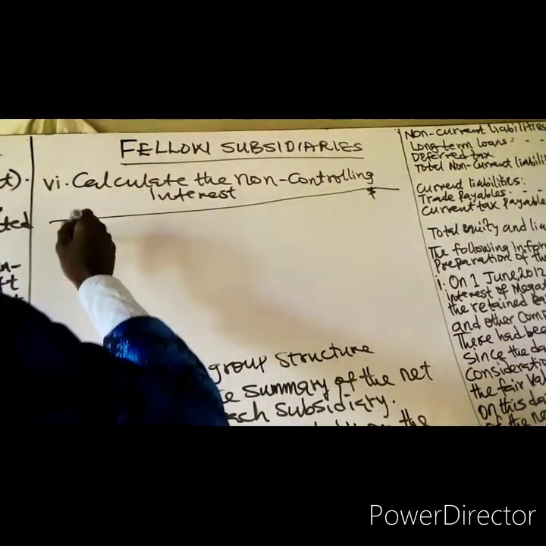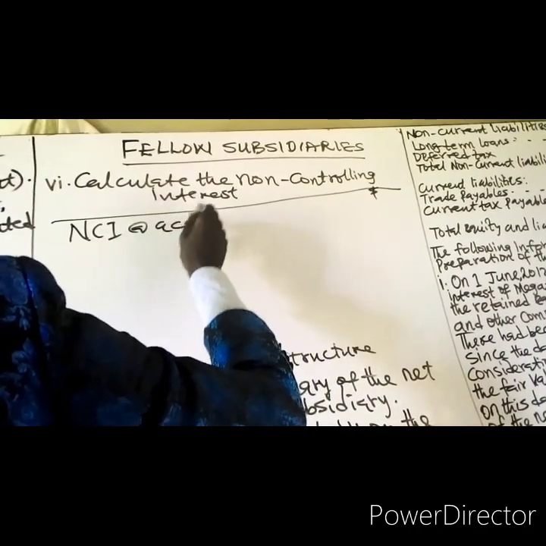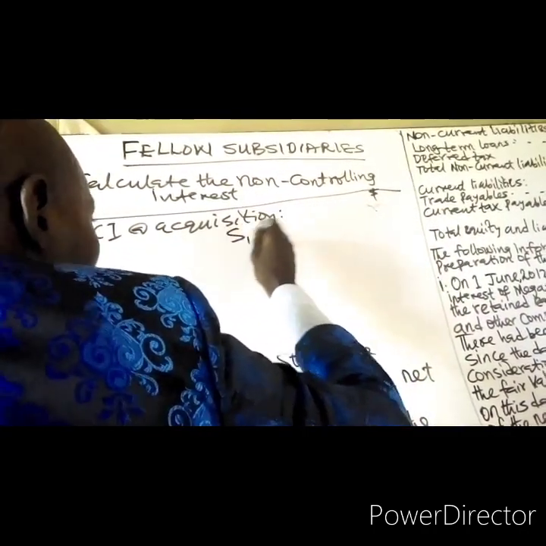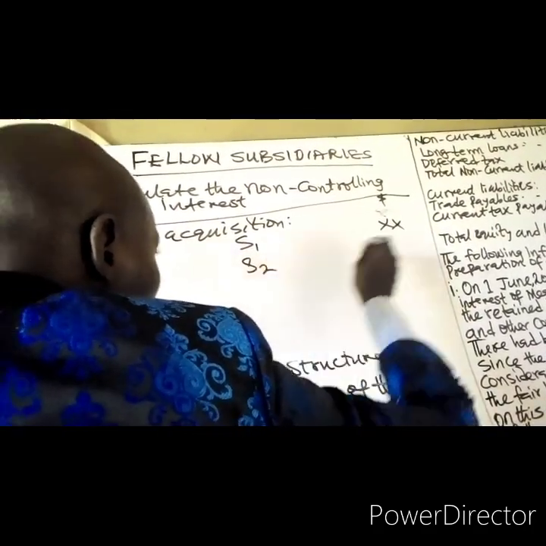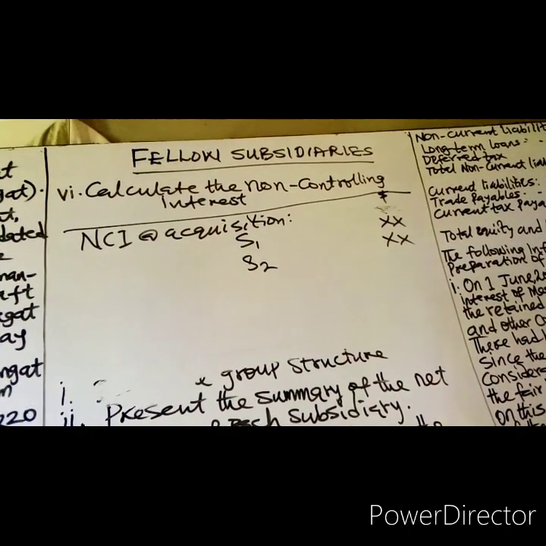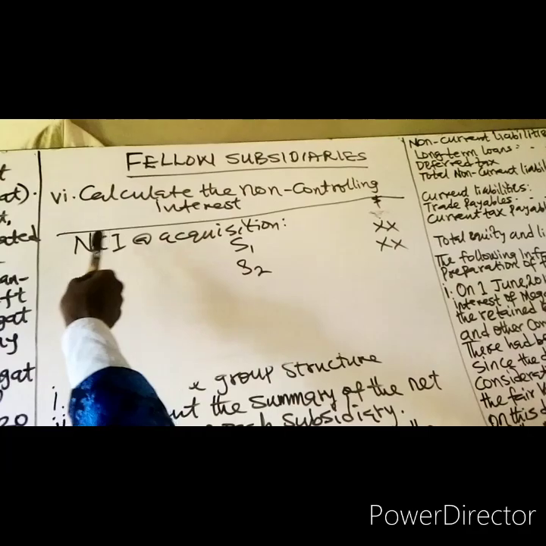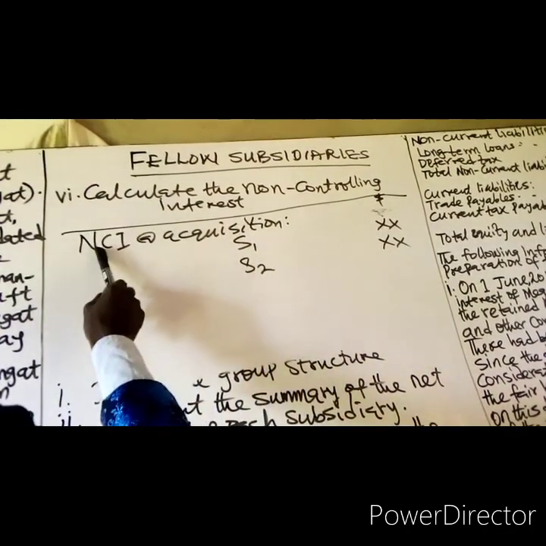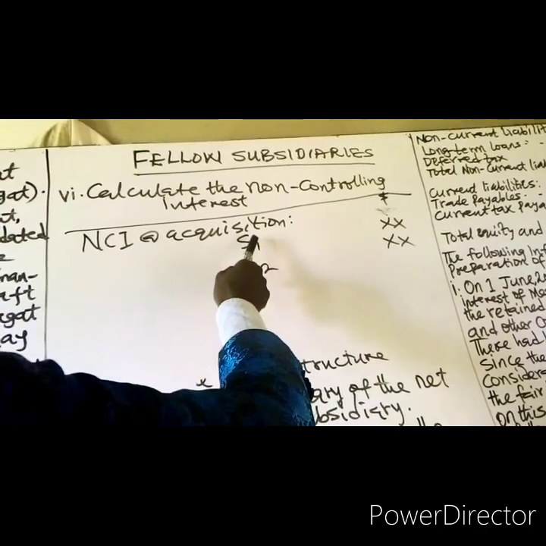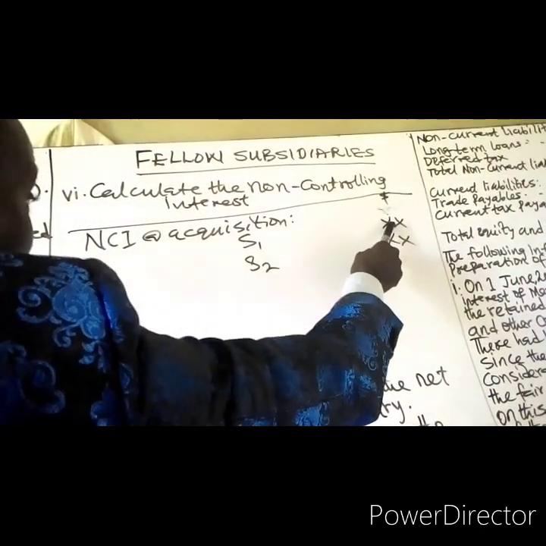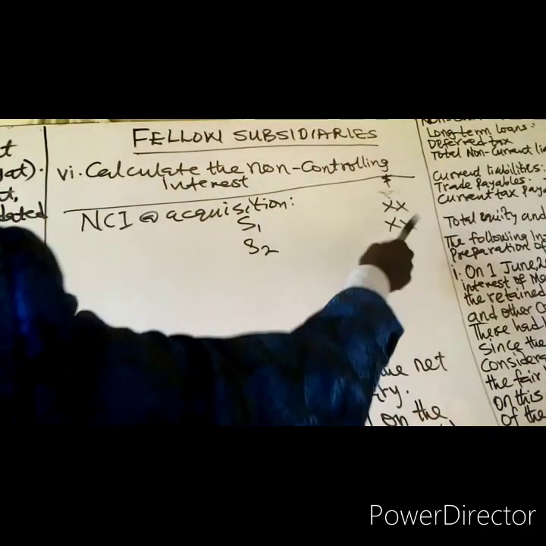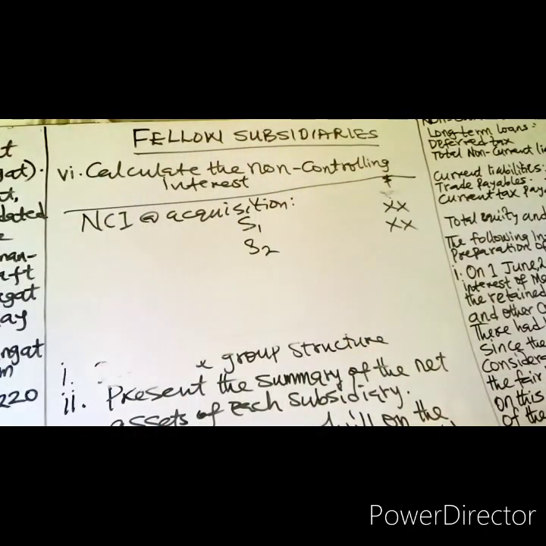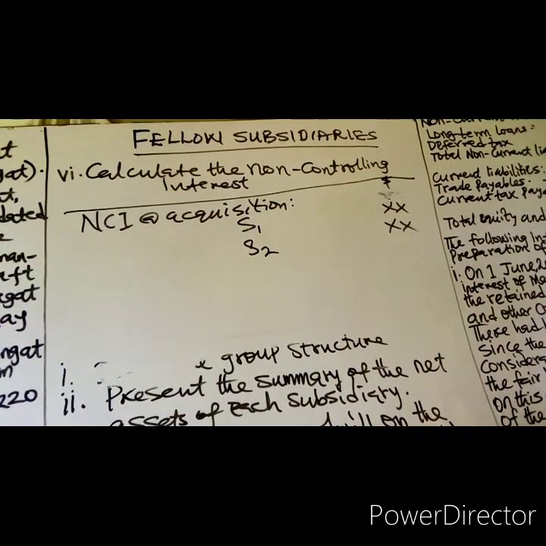So you have NCI at acquisition, that of S1, on acquisition of S1, then you also have on acquisition of S2. NCI at acquisition, where the policy is proportionate, is the percentage attributable to NCI multiplied by the fair value of net assets of S1. That will give you the NCI at acquisition of S1. Same for S2, so you apply the same procedures. The NCI you used when calculating goodwill is the NCI that will appear here. I have told you that you must follow the parent company policy or the group policy.